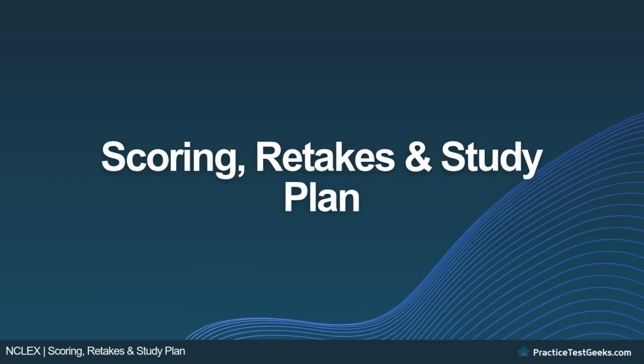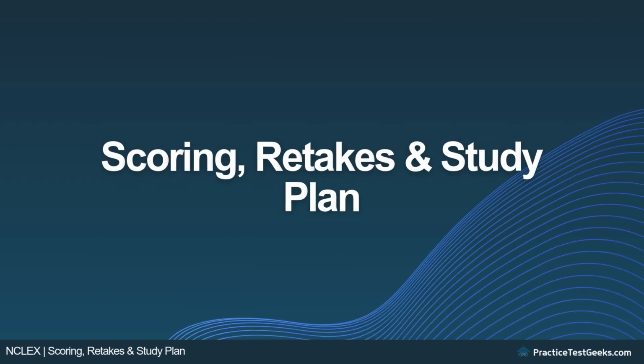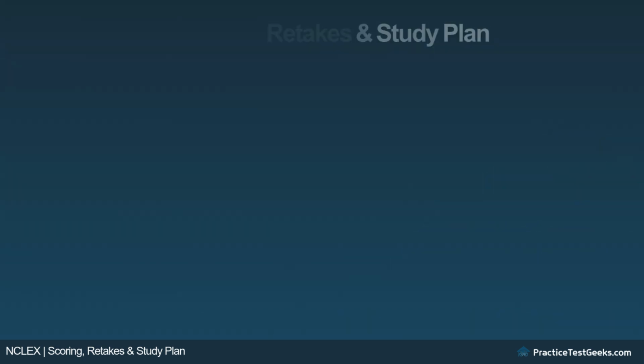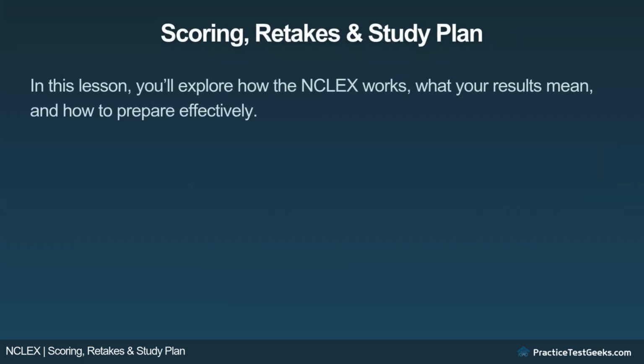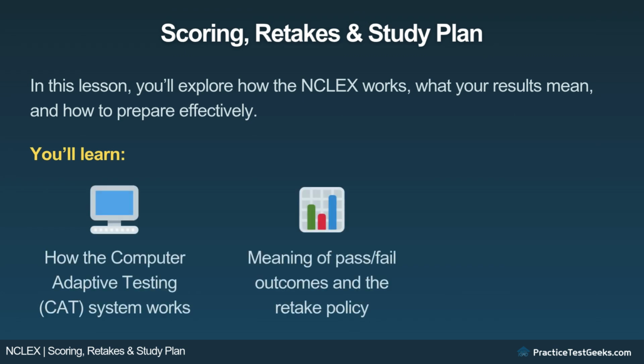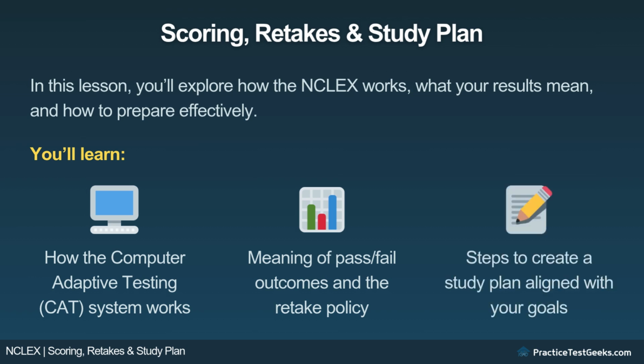Understanding how the NCLEX is scored and what happens if you don't pass on your first try is essential for staying motivated and prepared. In this lesson, you'll explore how the NCLEX works, what your results mean, and how to prepare effectively. You'll learn how the computer adaptive testing system works, what the pass-fail outcomes mean, and how often you can retake the exam. Lastly, how to create a study plan aligned with your goals.